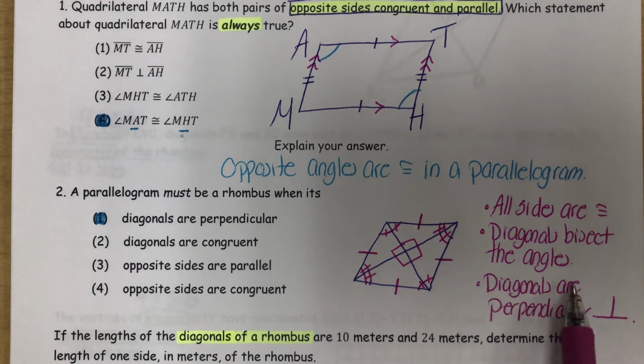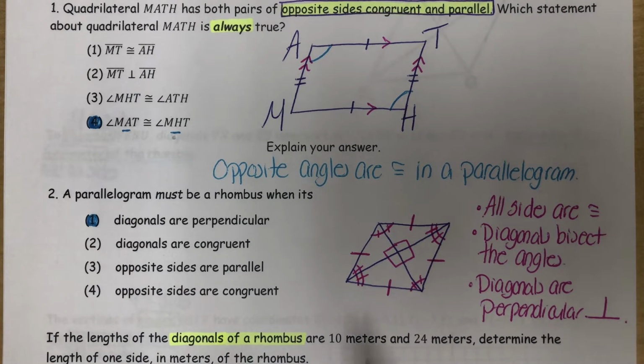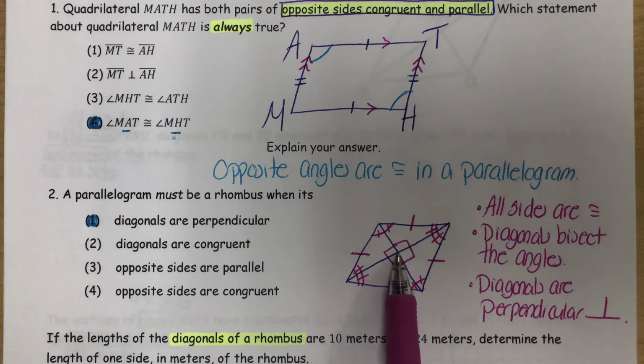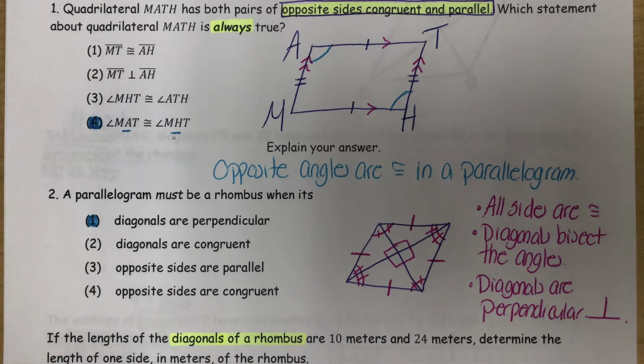And last but not least, diagonals are perpendicular. That was just the symbol I wanted to add on for practice. Perpendicular means they form 90-degree angles right in the center where those diagonals are crossing. All right, so when I look at the answer choices, choice 1, diagonals are perpendicular. That always is true in a rhombus. So it would have been choice 1.